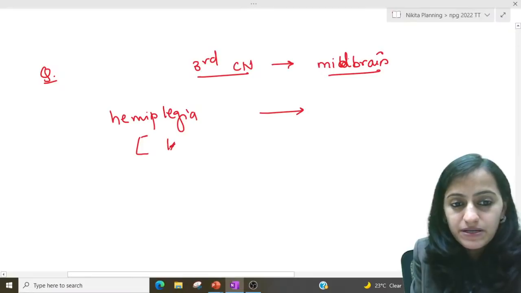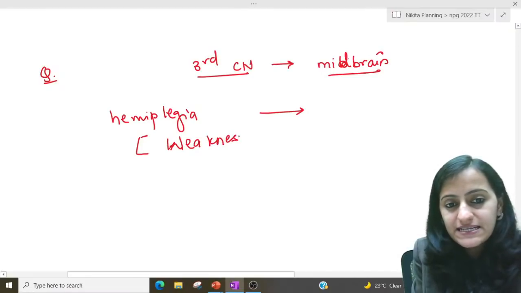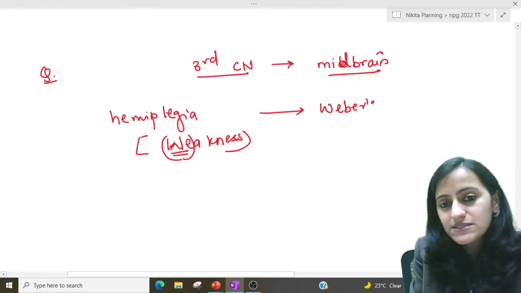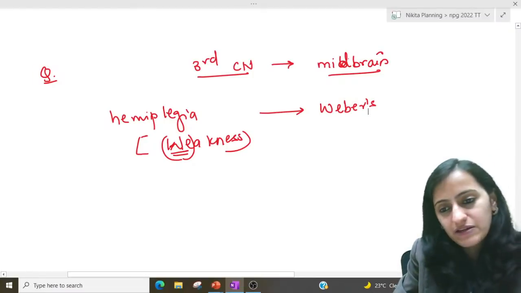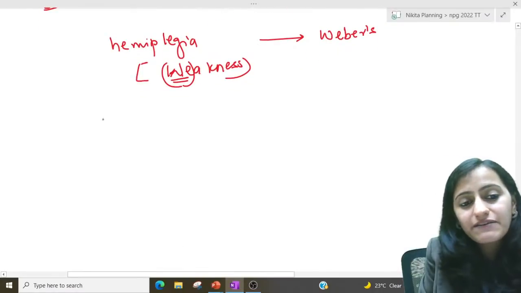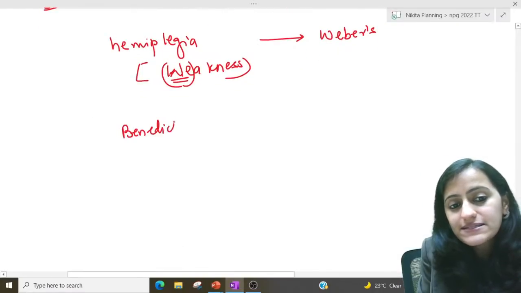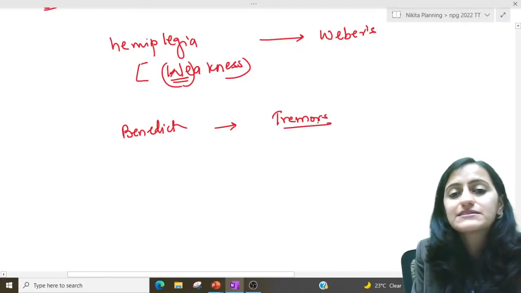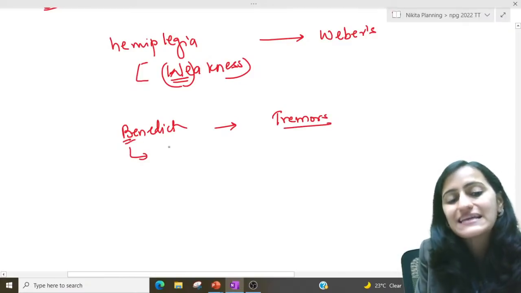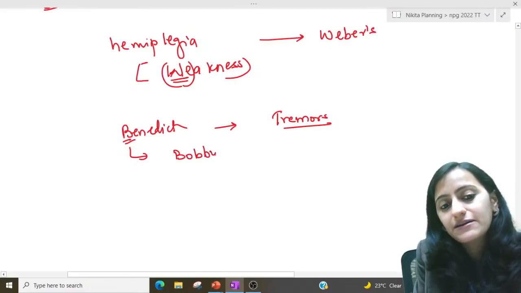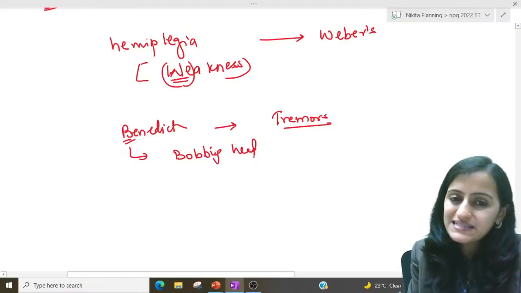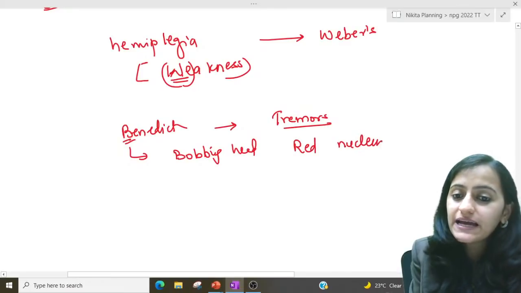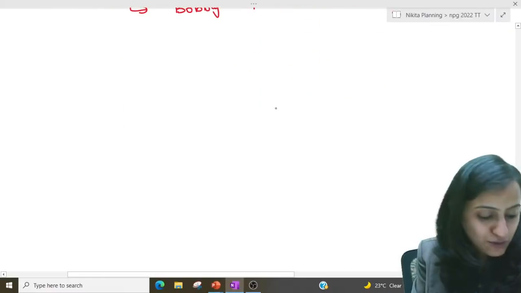The trick to remember here is remember weakness. Hemiplegia means weakness. That is WE. That is Weber's syndrome. Very, very important. What do we have in Benedict's syndrome? Why is this not Benedict's? Because Benedict's has tremors, third nerve palsy with tremors. You can remember Benedict's as bobbing head, that means the abnormal movements. That is tremors because it involves the red nucleus.